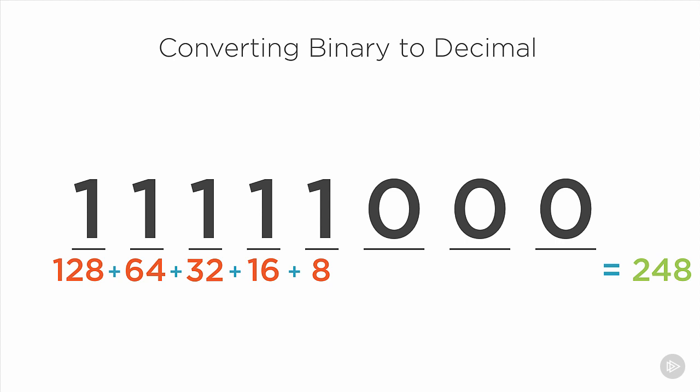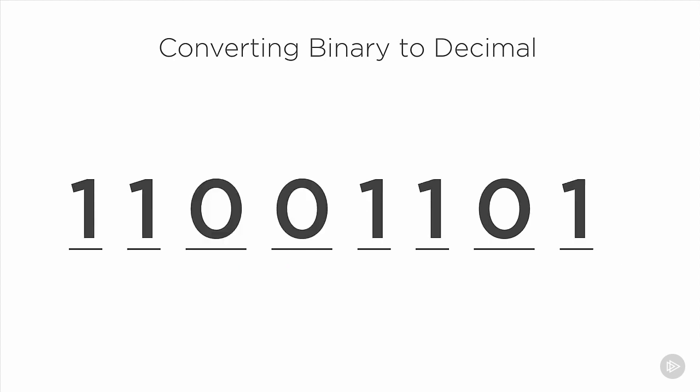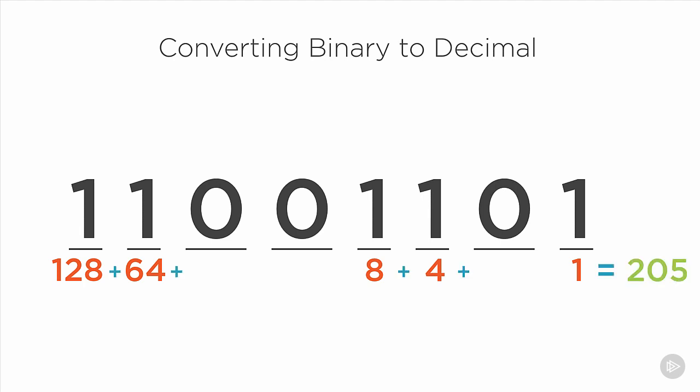Now notice here, I did not write out all the place values, just the ones that I added up. As you get more practice doing this, you won't even need to write out the place values. You'll just remember them. All right, let's try one more example. This one's a little bit trickier. 11001101. Write down all the place values where the bit is set to 1 and add them together. The answer is 205 decimal.